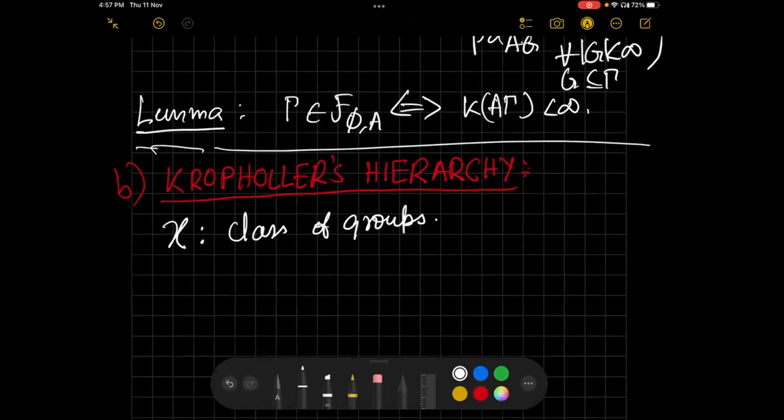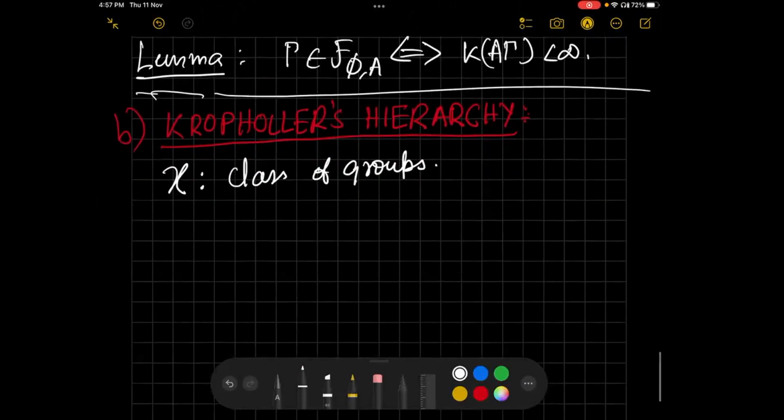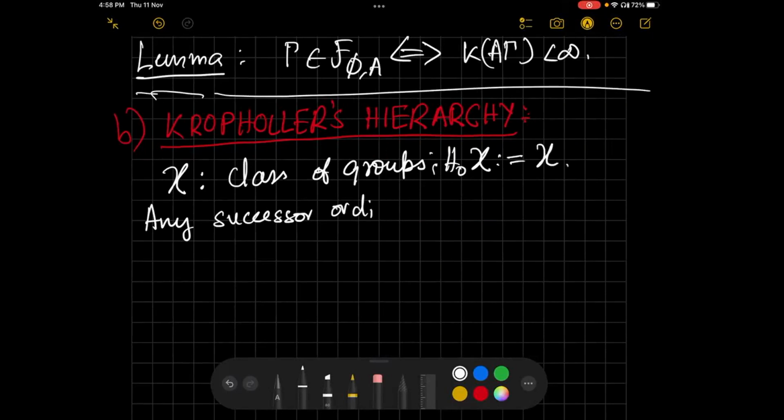I don't know if there are many set theoreticians in the chat who will ask me to define a class properly, but any class of groups. H0x, the 0th level of the hierarchy, is the class that is exactly x, the class I'm starting with.